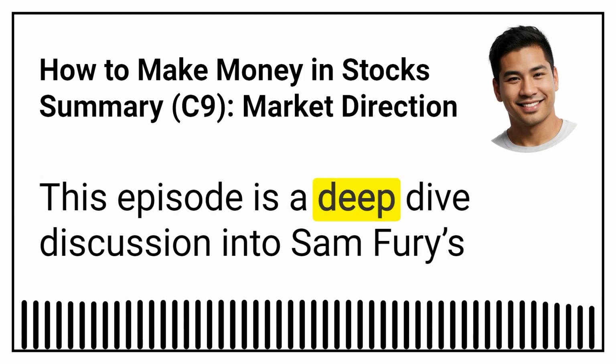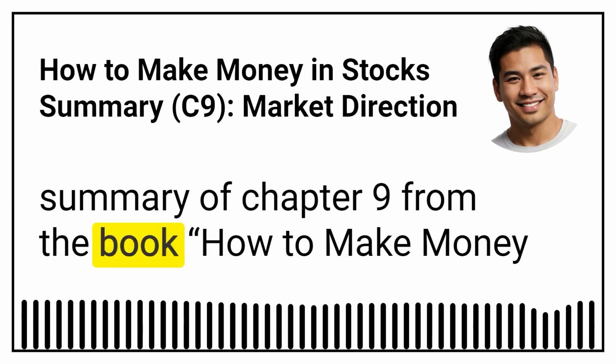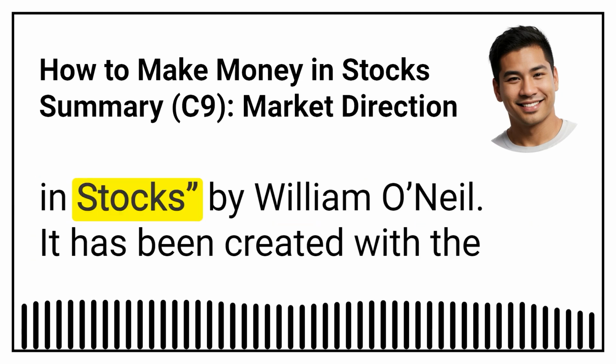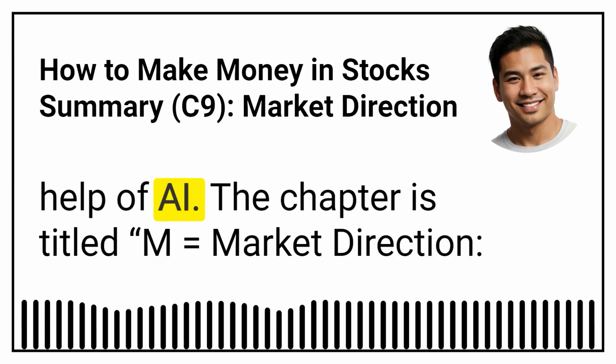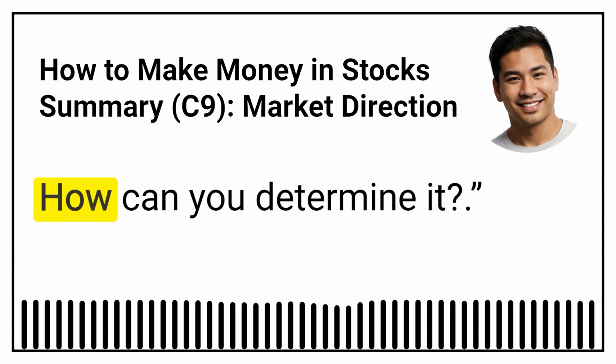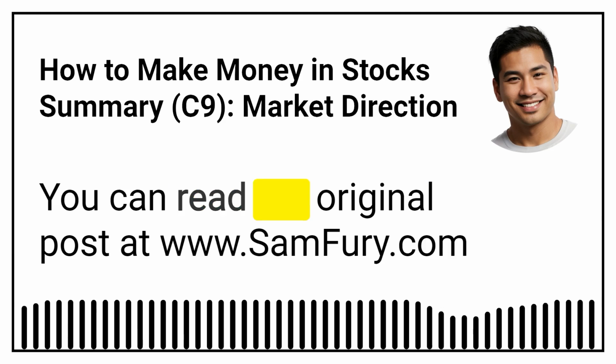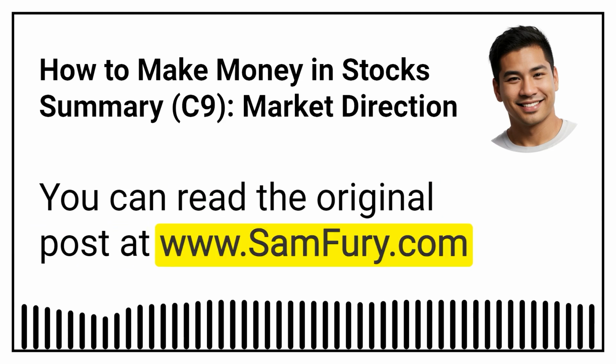This episode is a deep dive discussion into Sam Fury's summary of Chapter 9 from the book How to Make Money in Stocks by William O'Neill. It has been created with the help of AI. The chapter is titled M equals Market Direction. How can you determine it? You can read the original post at samfury.com.